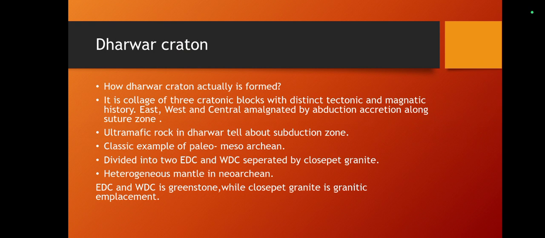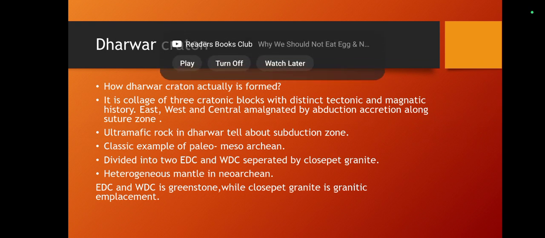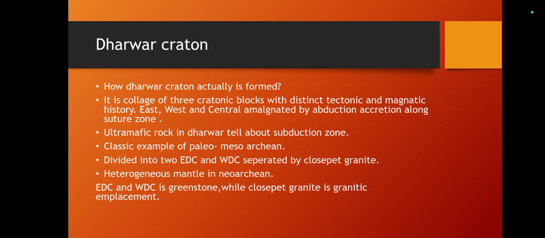The whole stratigraphy is formed by the subduction process, and it is a classic example of Paleo-Mesoarchean. The whole Dharwar Craton is divided into Eastern Dharwar and Western Dharwar, which is separated by the Closepet granite. You will find that the Neo-Archean age of the Dharwar has heterogeneous mantle composition. The Eastern Dharwar and Western Dharwar are greenstone belts, while the Closepet granite is a granitic emplacement. You can easily see these features in the pictures in the upcoming slide. So let's go to those pictures.